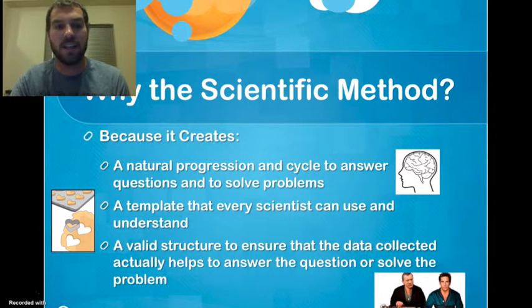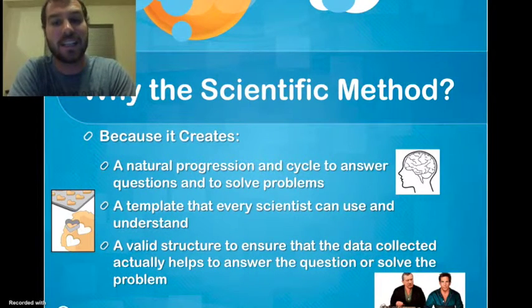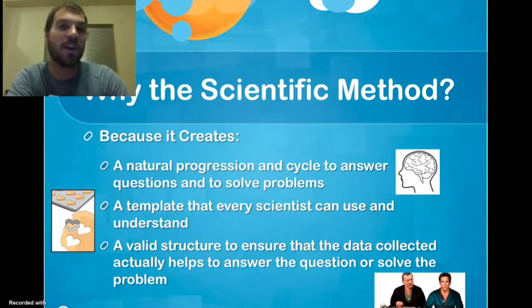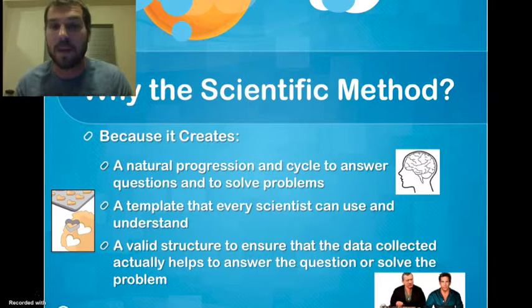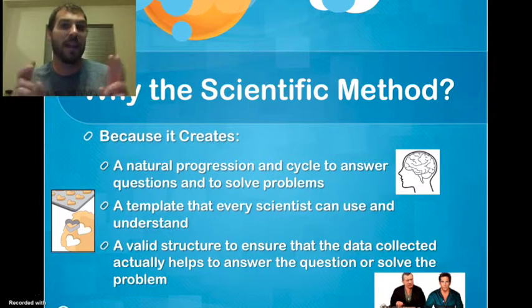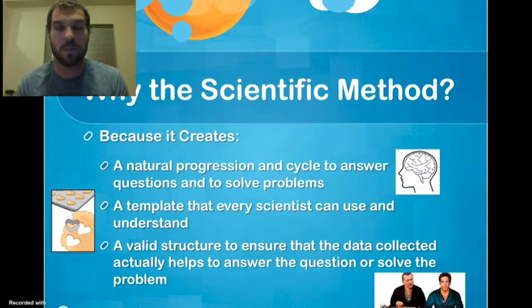And the last thing it creates is a valid structure to ensure that data collected actually helps us answer the question or solve the problem. We want our data to tell the truth. If we follow the steps of the scientific method clearly, then we're less at risk of collecting bad data. We can collect data from any sources in any way, but there is a bad way to collect data. If we follow the scientific method, those kinks get smoothed out, and we have a clear path on how to get valid data that tells the truth. We'll talk more about that another time.